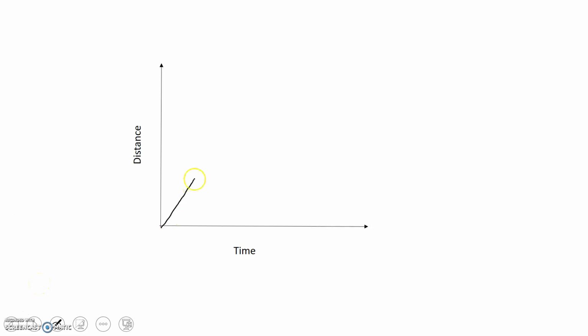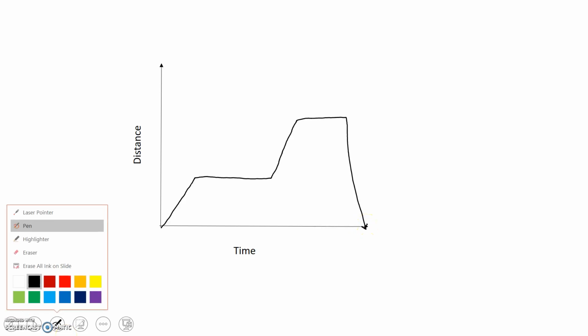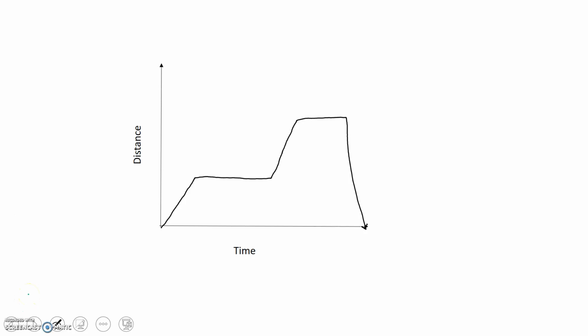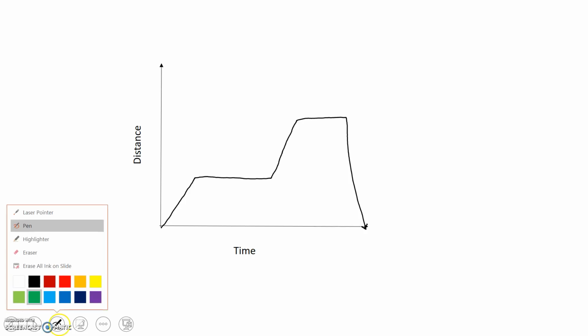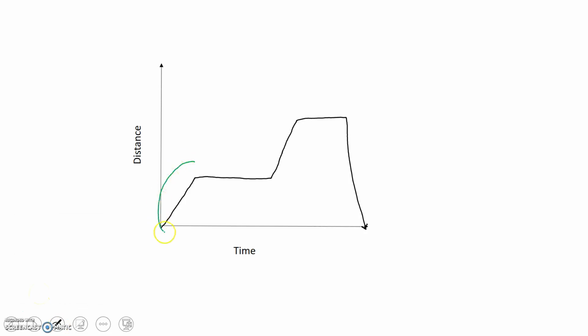So a distance versus time graph will have some kind of graph that might go like this. And the big thing is, how do we interpret these things? So the first thing that you can see is, as we start moving, this first spot, I'm getting further away from home. So the first thing I'd say is, okay, I'm starting to get further away from home because my distance is increasing.